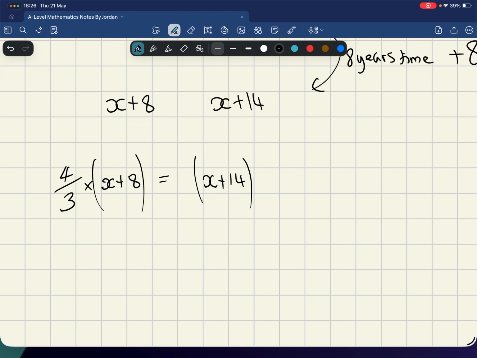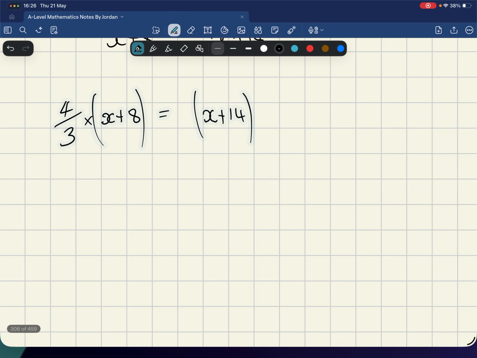A lot of people might be wondering how to deal with this. The best way really is just to multiply it out. I'll show you two ways actually. The first way, you can literally multiply the 4/3 by everything in the bracket. That gives 4/3 X, and then 4/3 times 8: 4 times 8 is 32, so 32 over 3. And that is equal to X plus 14.